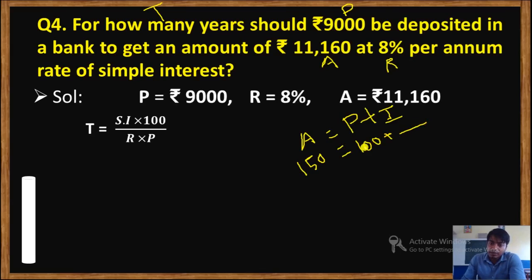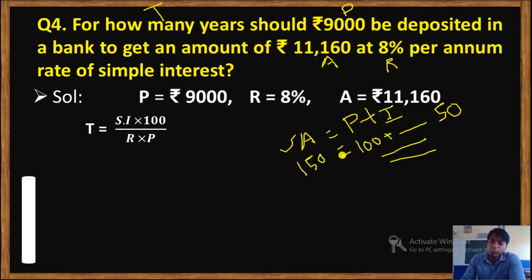So simply by subtracting the principal from the amount you will get it. When you subtract 150 minus 100, you get 50 here. Now you can see 100 plus 50 is equal to 150. So this is the formula, and this is how you can find out simple interest. Clearly you can see when the amount is 150 and the principal is 100, there is a difference of 50. That means that 50 will be the interest here, understood?